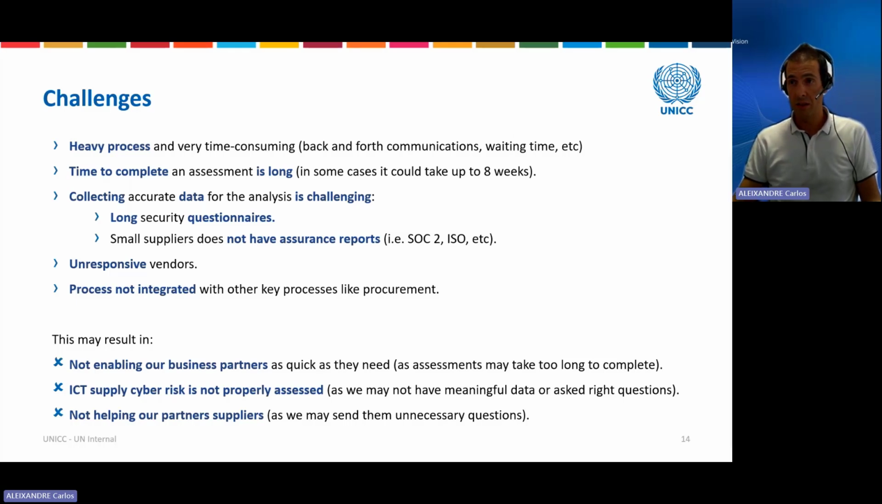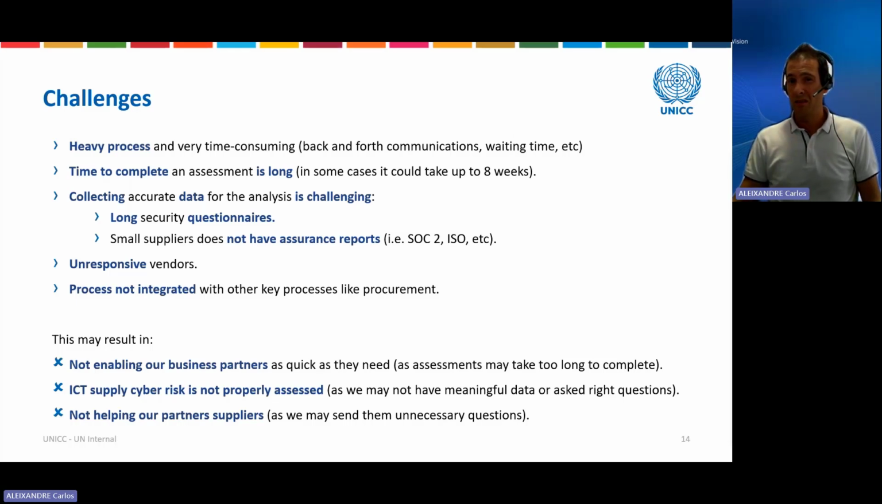All these challenges may result in not enabling our business partners as quickly as they need, right? Because sometimes assessments take too long to complete. There's a lot of back and forth with the supplier and all that. So we are not enabling our business in a way. Of course, another issue is that the ICT supply chain cyber risk maybe is not properly assessed, right? Because we don't have meaningful data, or we are not asking the right questions to the supplier, okay?